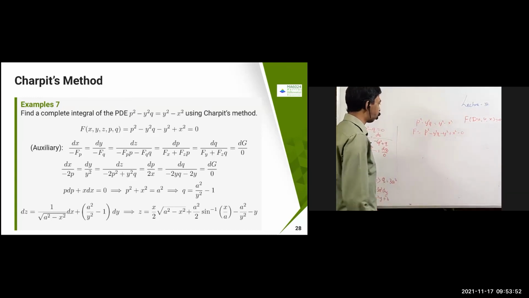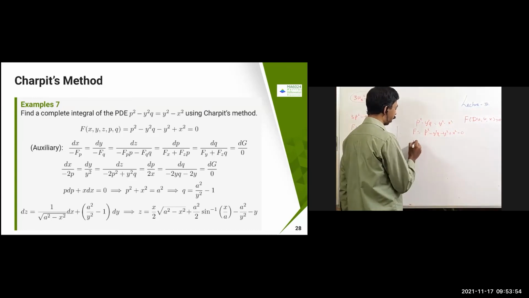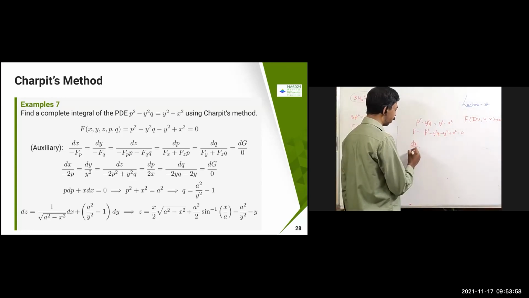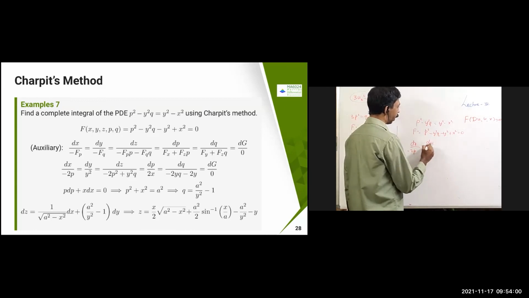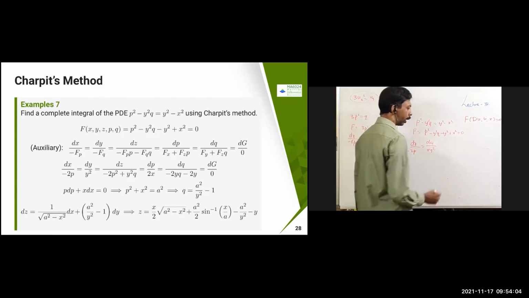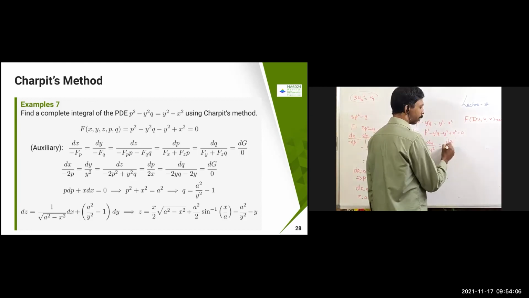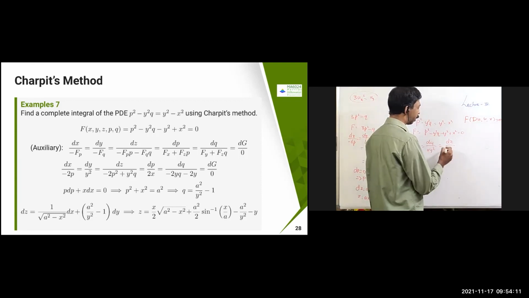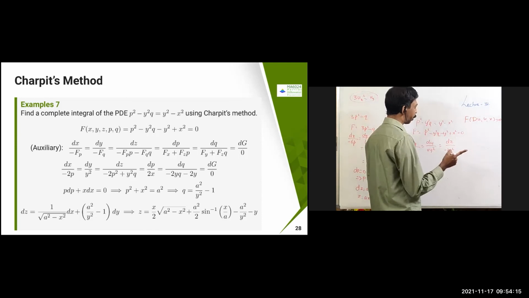Okay, so I have to calculate the Charpit's auxiliary equations. dx by minus fp, so minus fp is going to become minus 2p; dy by minus fq, that is going to become minus y square. And dz by minus fp into p, so fp is already 2p and p is there, so minus 2p square. And minus fq is already y square, and one more q is there, therefore it is going to become y square q.